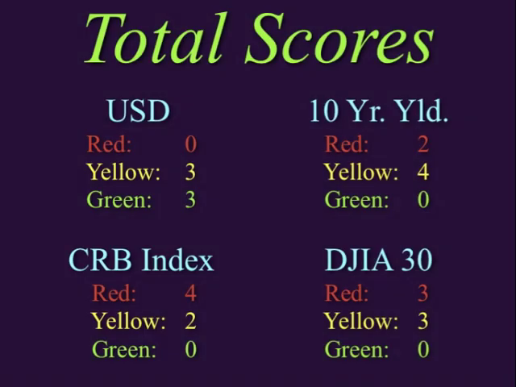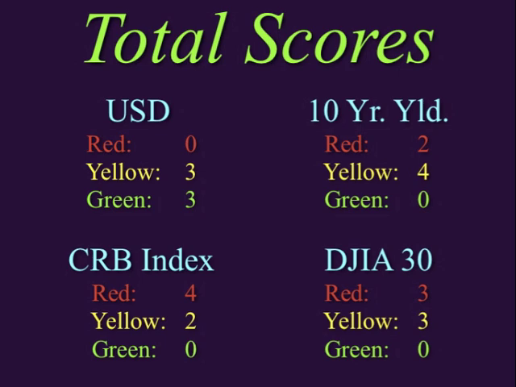And so we've been coming up with scores for the US dollar, the commodities, the 10-year Treasury yield, and the Dow Jones, looking for where the strengths are and where the weaknesses lie. We did that by weighing the number of positives against the number of negatives and coming to a conclusion that way. And in this week, the first place winner was US dollar, 3 green marks, 3 yellow marks with 0 red marks. And coming in second place this week, it's the 10-year Treasury yield with 0 green marks, 4 yellow marks, and 2 red marks.